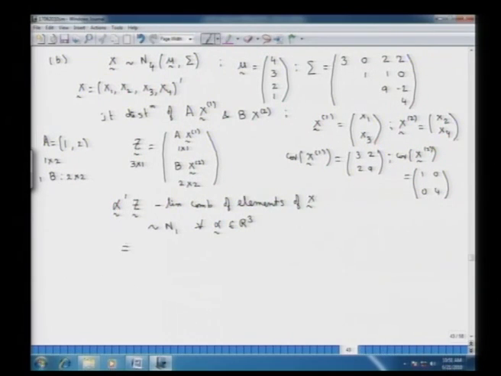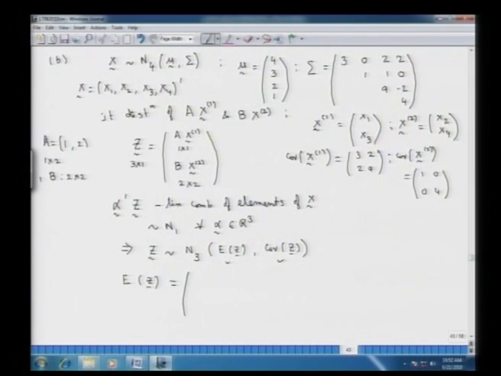So this would imply that this z vector, which is 3-dimensional, is going to be a multivariate normal 3-dimensional with expectation of z and the covariance matrix of z, right. So let us now find out what is this expectation of z and this covariance matrix of z that will actually complete this particular problem. So expectation of this z vector is nothing but expectation of this particular element out here.